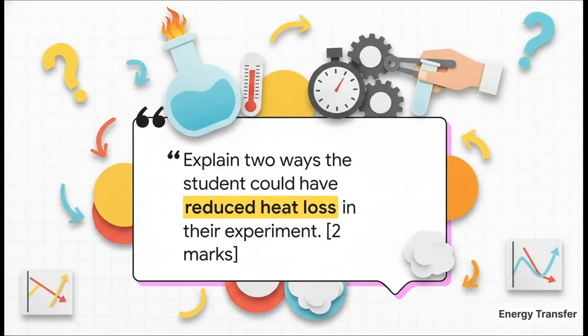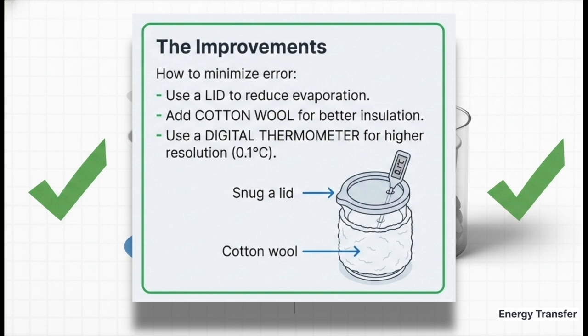Here's another really common question type, and this one's all about checking if you know how to improve the method. Again, it's asking for 2 ways, so you need 2 separate points. Just say, use a lid on the polystyrene cup. That's 1 mark. Then say, place the cup in a beaker with cotton wool. That's your 2nd mark. These are really easy marks to pick up if you just remember those simple improvements we talked about.